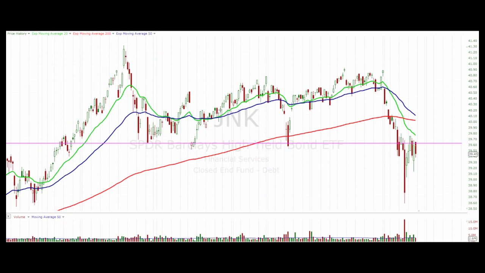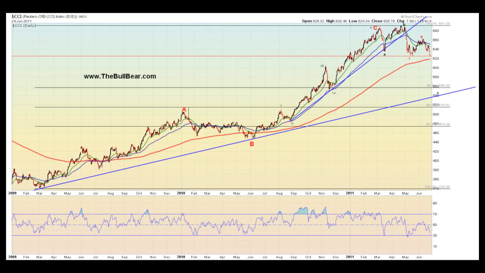Junk bonds. This is the ETF for junk bonds. Also had a big break and then it came back up, retesting the break. Again, just to reiterate, that's not necessarily a bullish thing. Just part of the process of topping. This is CCI, which is the commodities index. It's come down and is testing really important support. It's looking ready to break lower after A, B, then 1, 2, and looks like it's starting 3 of C down now.